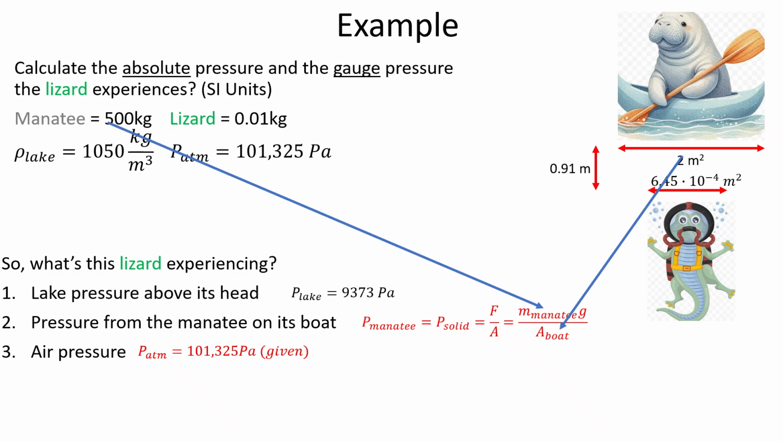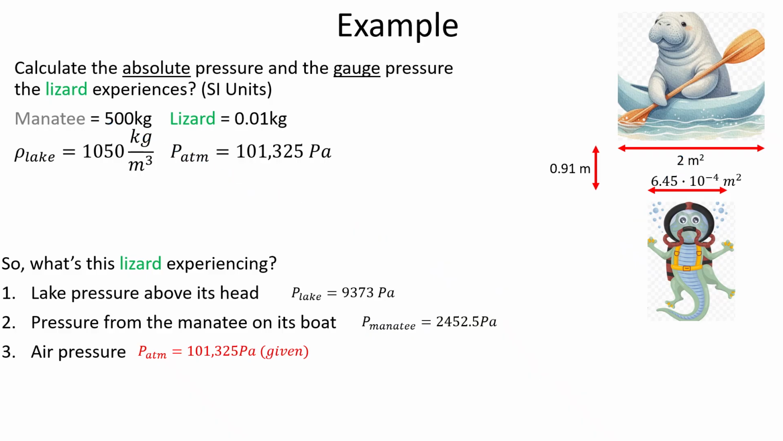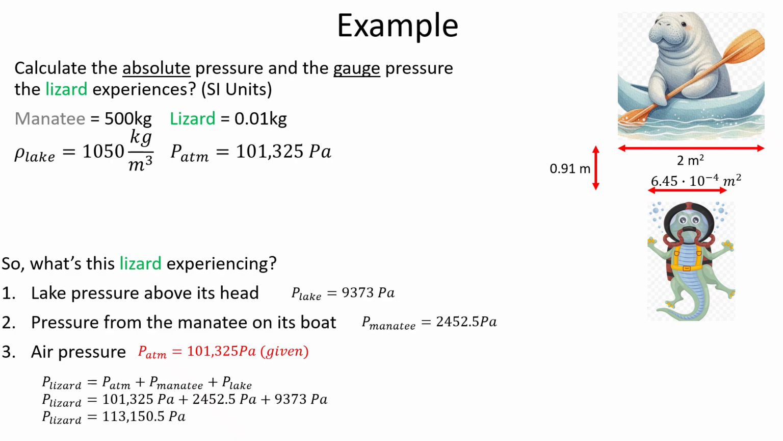So to do that, I have the area of the boat given to me as 2 meters squared. I have the mass of the manatee as 500 kilograms, and I know the gravitational constant again. Yet again, I don't have to think about unit analysis because I already took care of it. So I substitute all the values in, and I get the pressure from the manatee. I can replace the red writing here with the pressure from the manatee, and now I have all 3 pressures: the pressure from the lake, the pressure from the manatee, the pressure from the air. I can add them all up, and I will get the pressure that the lizard is experiencing. Here it is.